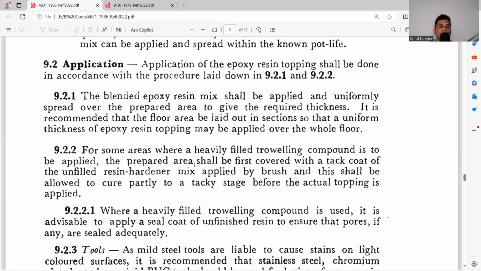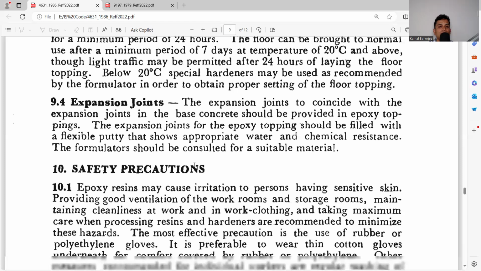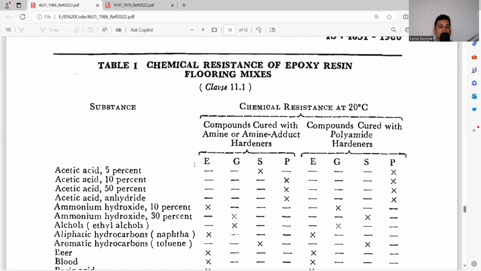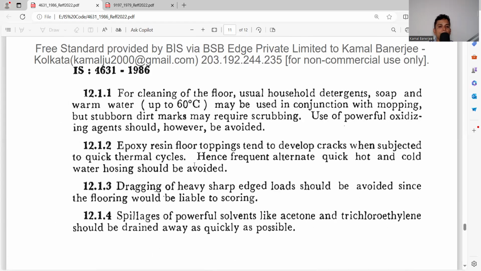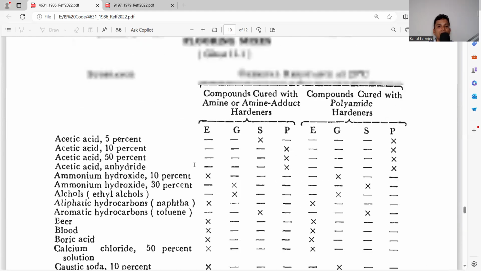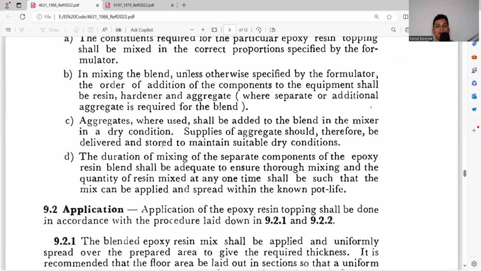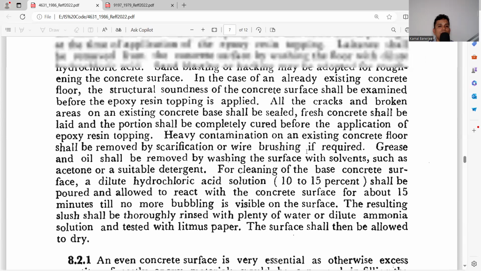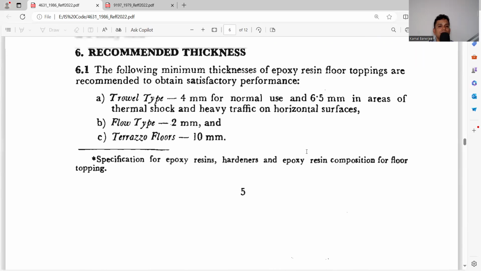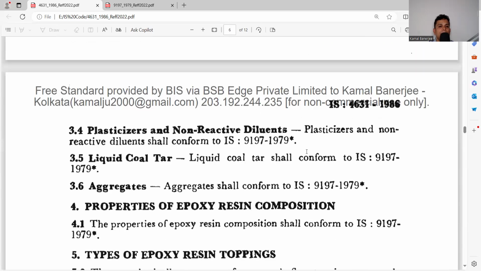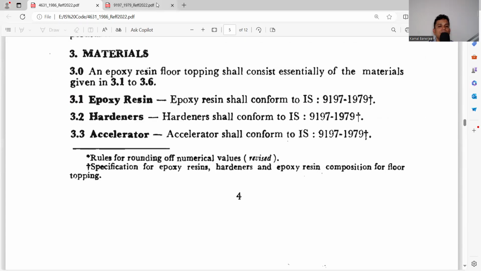Now, what is pot life, that we need to know, because it is saying that within the pot life we need to finish this. See, here it is saying within the pot life. So we need to know what is called pot life. Let me see. Here it is, pot life.